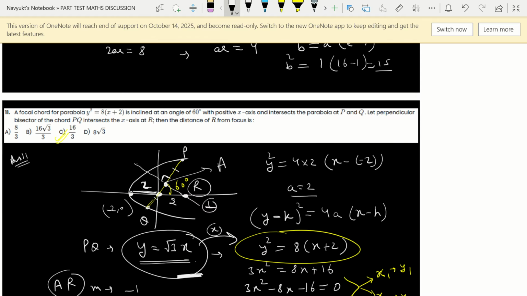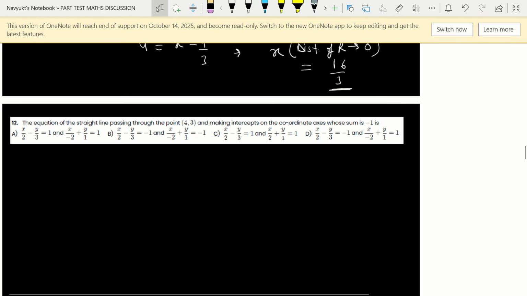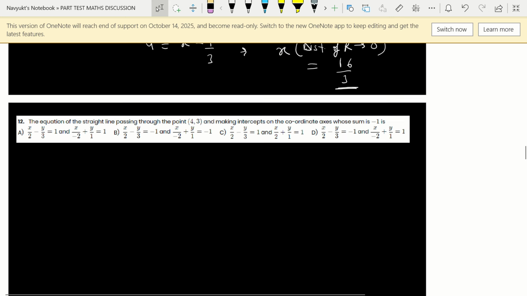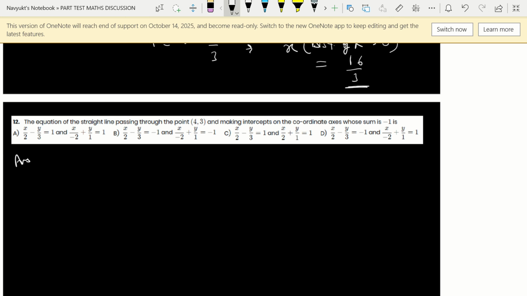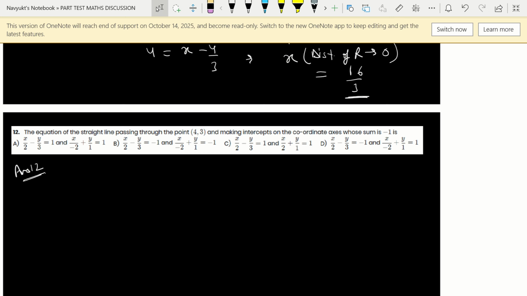Fine. Let's get to our next question. The equation of a straight line passing through the point 4 comma 3 and making intercepts on the coordinate axes whose sum is... So this is a very standard question: we have a straight line passing through the point 4 comma 3. Can we write its equation? We have the point. What else do we need for the equation of a line? Slope. Let's assume it to be m.